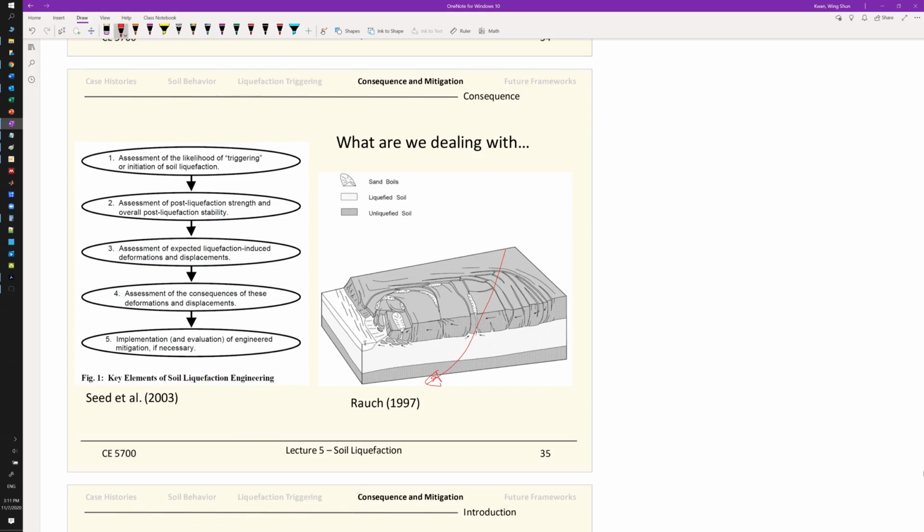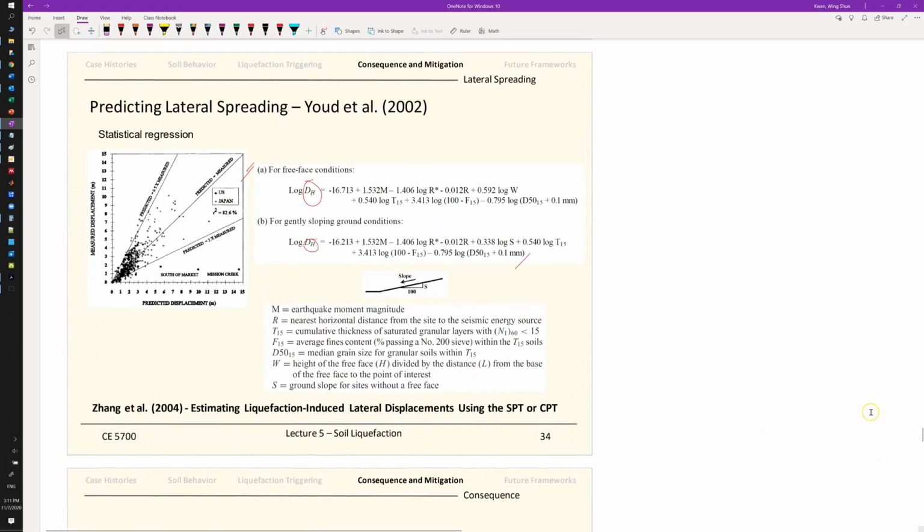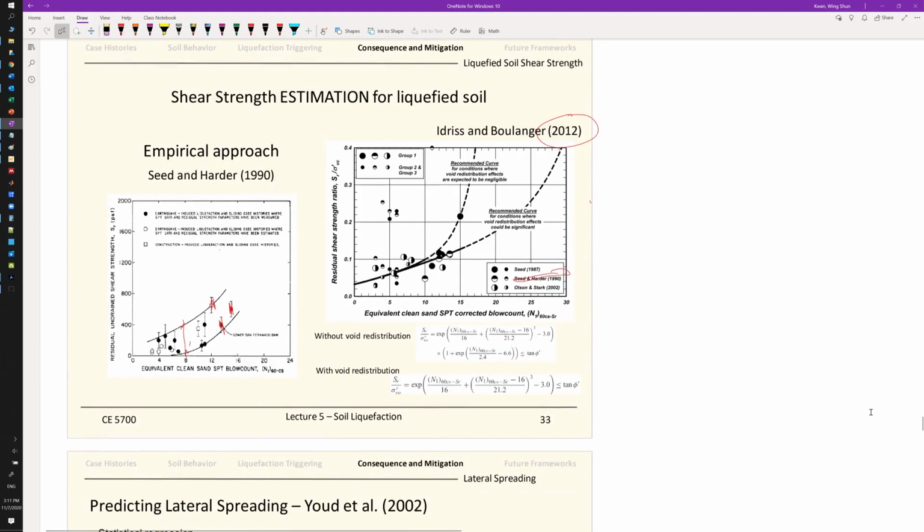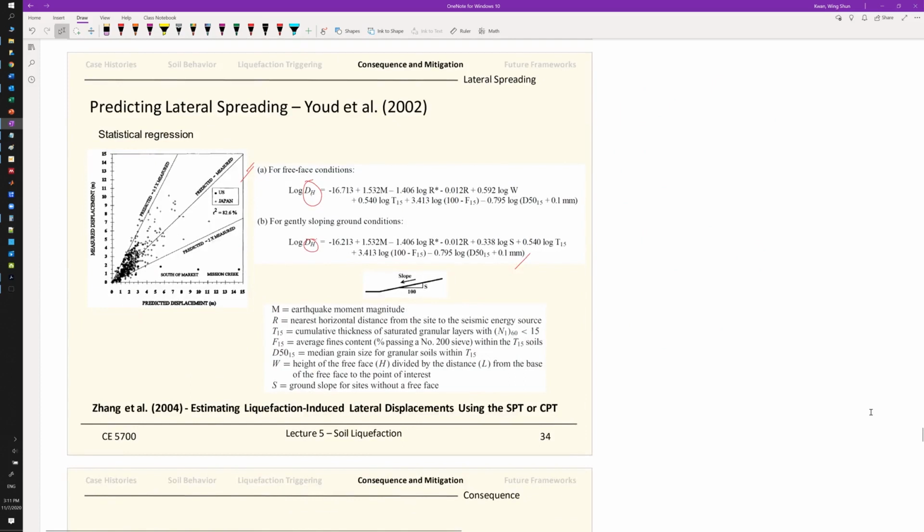Because you will have liquefied soils in the mix with non-liquefied soils, which could be clay. So it's really hard to get it right, and there's no single magic empirical model that can give you the accurate answer. At the end of the day, very likely you will need a finite difference model to truly capture what happens for your project, but for your preliminary design, you may want to have quick ballpark estimations with those charts or empirical equations to get you started.